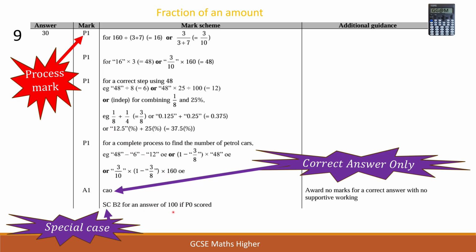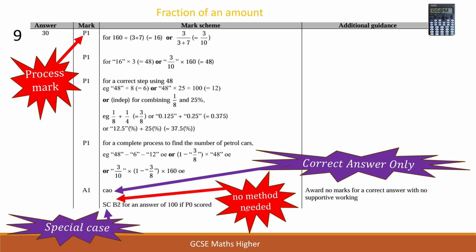So if you got the answer of 100, this B2 means no method is needed. So if you wrote down the number 100, you will get 2 marks for getting the number 100 if P0 is scored. So if you don't get any of these other marks down here, there's a special case for getting the answer of 100, giving you 2 marks if you didn't get any other marks within here.